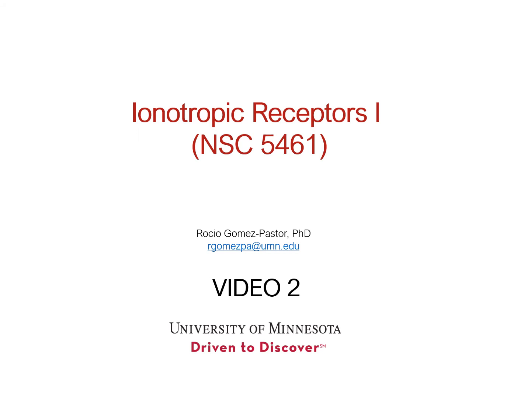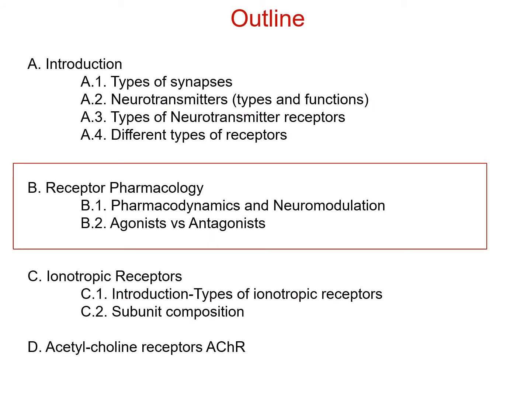This is the second video of the ionotropic receptors lecture number 1. So in this video, we will briefly talk about receptor pharmacology. And we'll see some basic pharmacodynamics and neuromodulation concepts and how to apply those to determine whether a drug acts as an agonist or an antagonist.